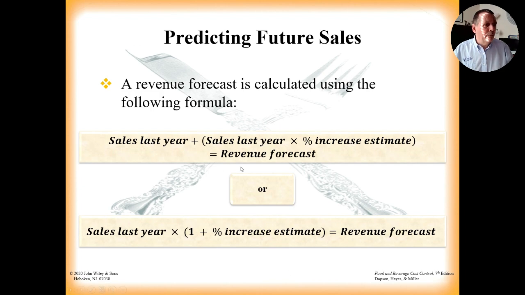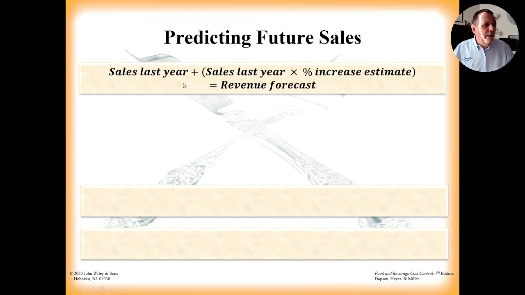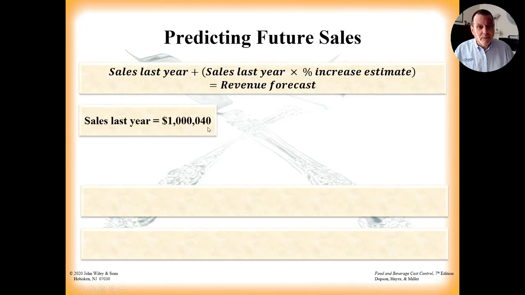We're going to do this the hard way because I think it's important to understand how the math works. So here we go. We have sales last year times percent increase estimate equals what we're looking for, our revenue forecast. Sales last year is $1,040,000. I don't know about you, but I just assumed that the two burger sales would have just gone home and it would have been 1 million. But anyway, estimated increase of sales.